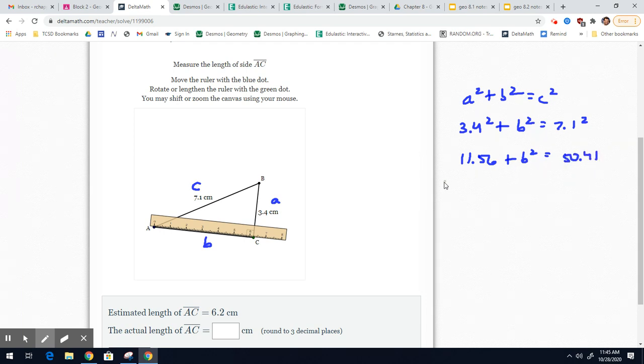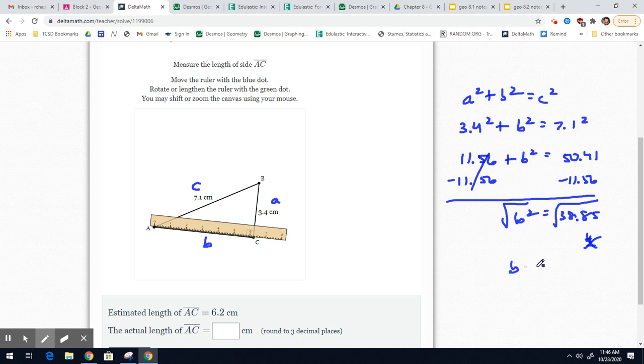And now to get b squared by itself, I will subtract 11.56. They cancel, b squared comes down. 50.41 minus 11.56 is 38.85. And then to get rid of this squared, you take the square root. Remember, it would be plus or minus, but we're not doing a negative length, so we don't need the plus or minus.